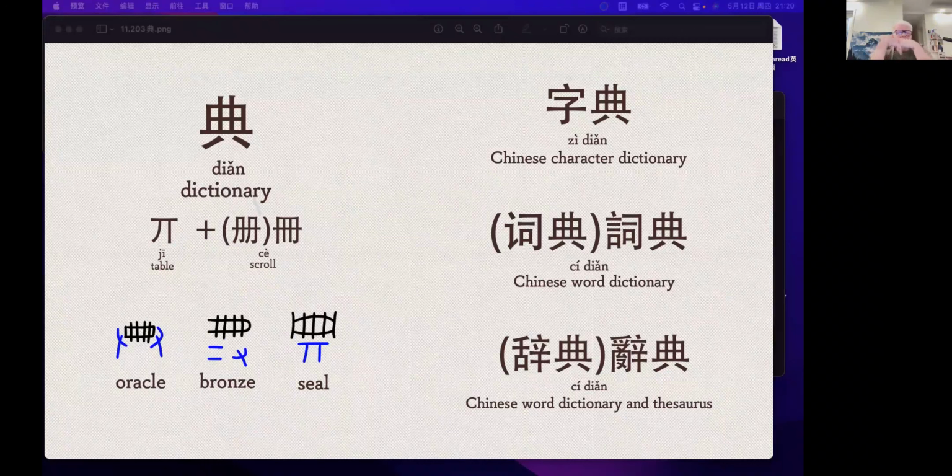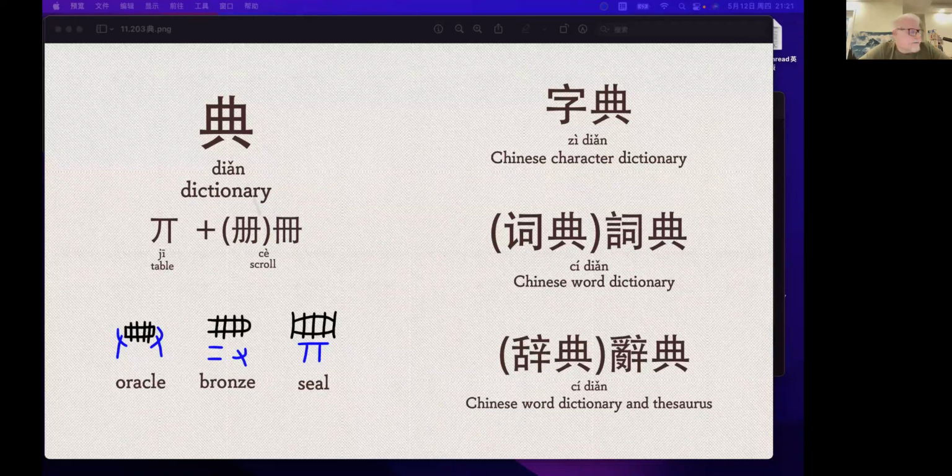So here we have the character dian, which is the dian out of zidian, which means dictionary. And we see that it's from a table on the bottom and a ce, or scroll, on the top. If we look at the seal character, we see it's a scroll on top, and it's sitting on a table. But sometimes Chinese characters change their logic a little bit. If we look at the bronze character, we can't be sure what it is. If we look at the oracle character, the table becomes two hands that are holding the scroll. So you can ask yourself, is this the same character or a different character? It's basically the same character, but the logic is slightly changed.